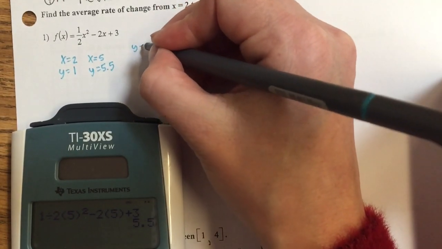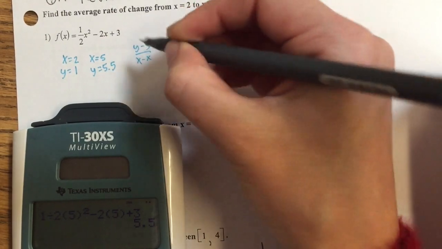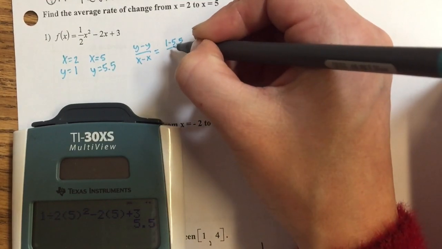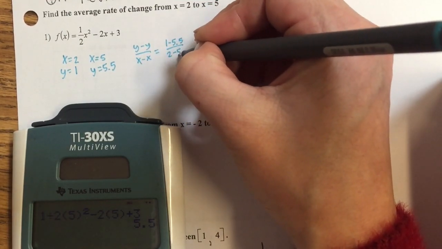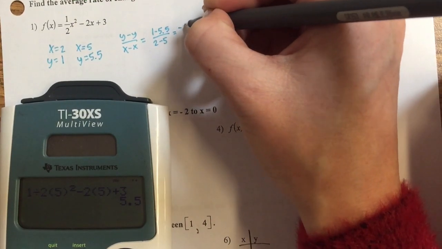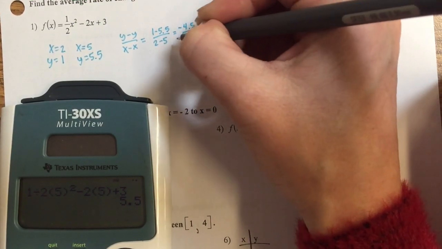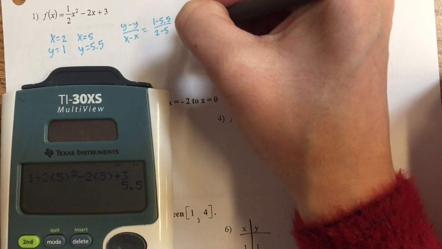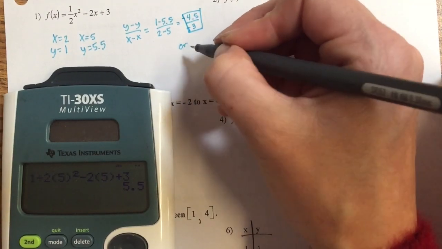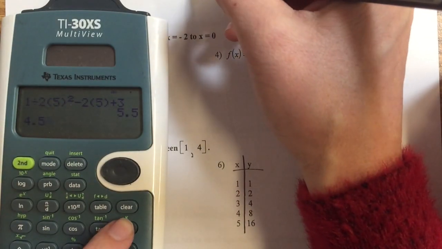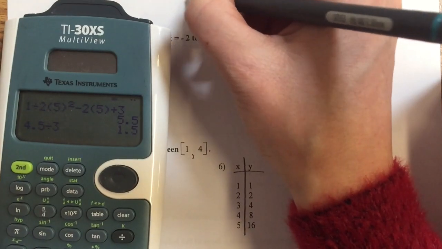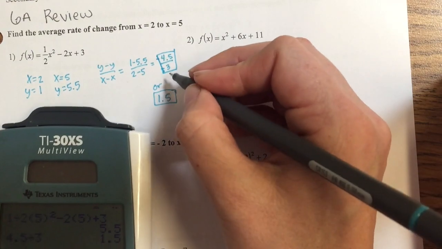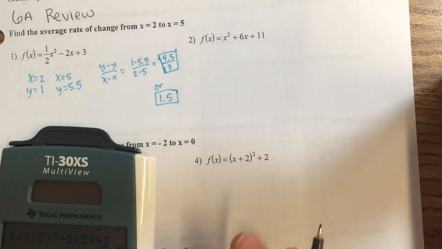Then I do y minus y over x minus x, which would be 1 minus 5.5 over 2 minus 5. That gives me a negative 4.5 divided by negative 3. Negatives cross out. You can leave it like this, or you may write it as 4.5 divided by 3 equals 1.5. Both answers would be correct. You may pick which one you prefer.